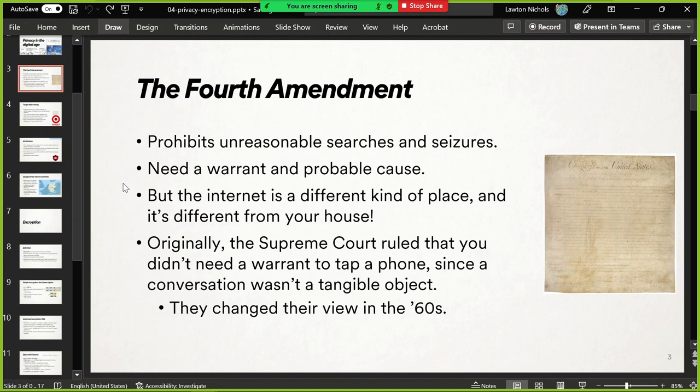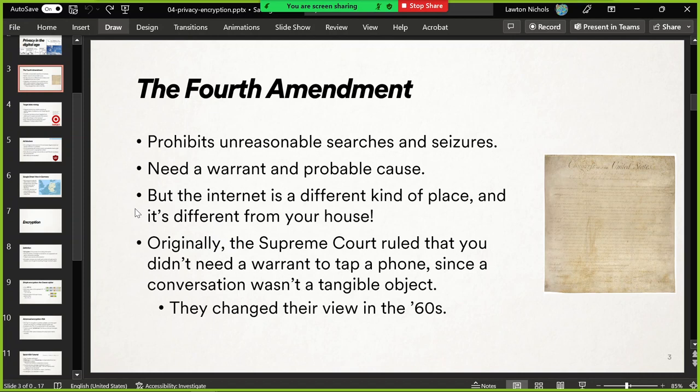So the internet, though, is not a house. It is virtual. It is not real. Anybody could be there at the same time, in one place. So it's a different kind of place. It's not physical. So does the Fourth Amendment apply? There is some interesting case law about this, if you want to get into it.